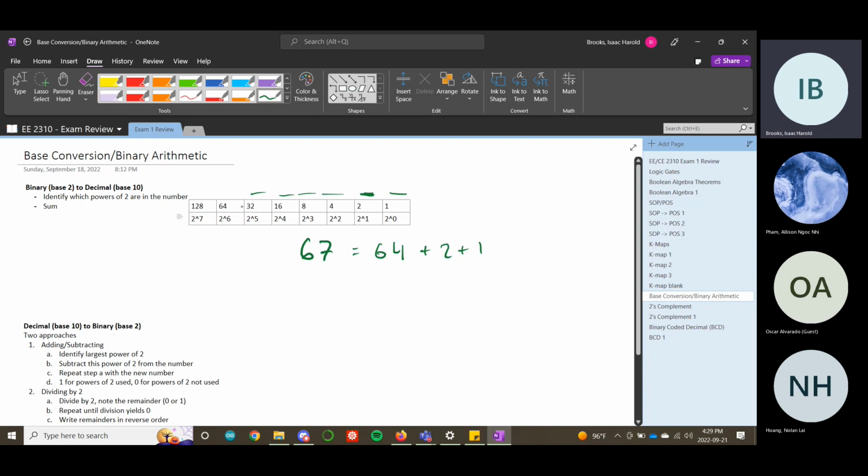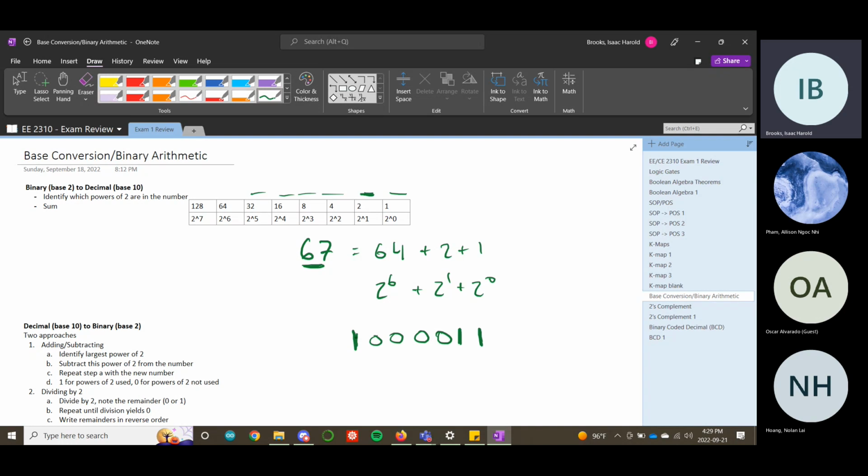If you need to draw out a table, you can. That's 2 to the 6 plus 2 to the 1 plus 2 to the 0. So 67 has 1 copy of 2 to the 0, that's our first one, 1 copy of 2 to the 1, 0 copies of 2 to the 2, and then 2 to the 3, 2 to the 4, 2 to the 5, and then 1 copy of 2 to the 6. So this would be 67 in base 10 equals this in base 2, in binary.